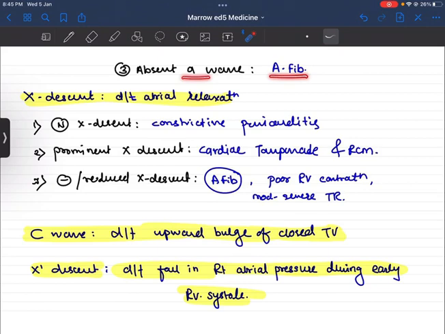The A wave is absent in atrial fibrillation, as there is no activity or incorrect activity in the right atrium. X descent is due to atrial relaxation. Normal X descent is seen in constrictive pericarditis and other normal conditions. Prominent X descent is seen in cardiac tamponade and restrictive cardiomyopathy. Negative, absent or reduced X descent is seen in atrial fibrillation, poor right ventricular contraction, and moderate to severe tricuspid regurgitation. The C wave is due to the upward bulge of the closed tricuspid valve, and X dash descent is due to the fall in the right atrial pressure during early right ventricular systole.